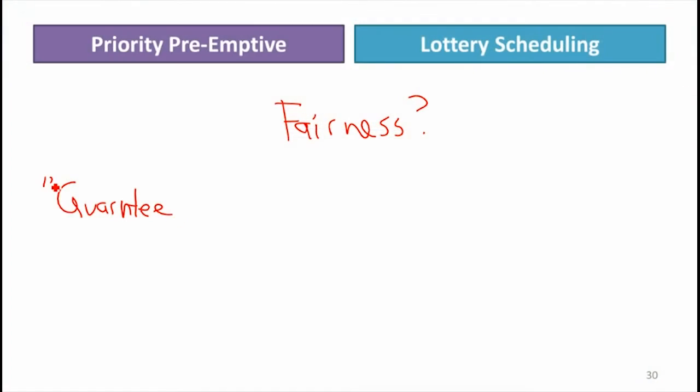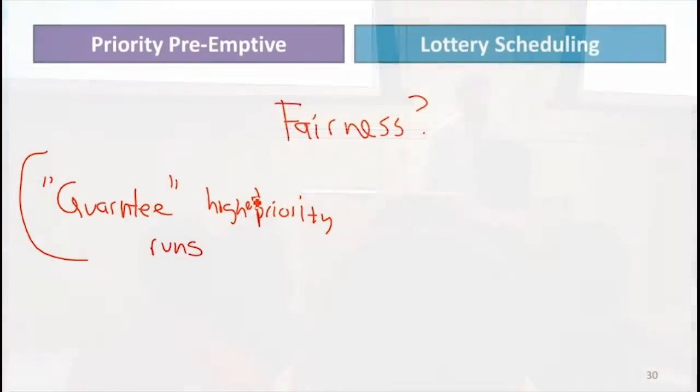How does this do on fairness compared to priority preemptive? Good, yeah, so a high priority task might get really unlucky. I should put guarantee in quotes. Priority preemptive gives this guarantee that the highest priority will get to run. The lottery scheduling, there's no guarantee. You're randomly picking which one to run. It might pick the lowest priority task to run and keep picking low priority tasks. So in that sense, the priority preemptive is more fair.